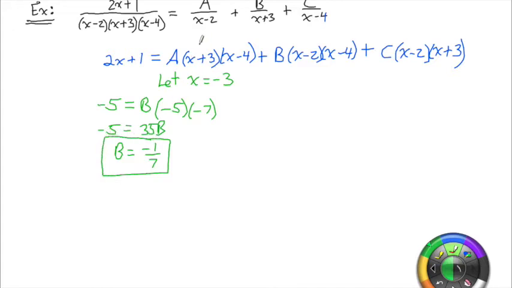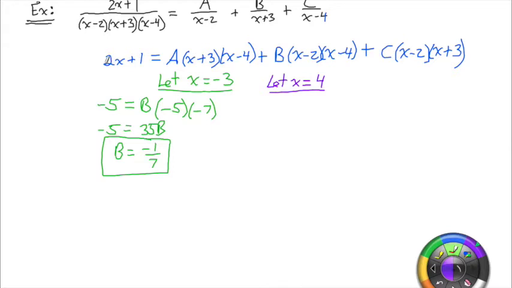And this trick works really well when they're linear factors. It doesn't work so well if there's repeated factors or if there's quadratic factors. But if they're just all linear factors, we can do this. All right, let's try another one. How about let x equal, and if you think about it, you just want to get rid of one of these. So I'm going to let x equal 4 for the next one.